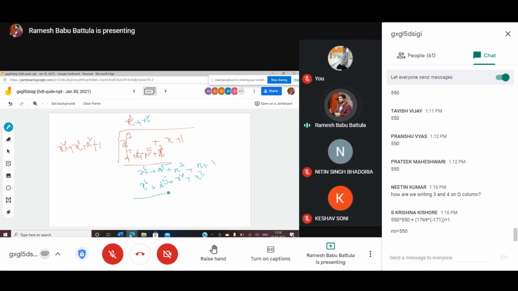Then you need to check here. These two are going to be cancelled, and the remaining values are x to the power 4 plus x to the power 3 plus x square plus x plus 1. Then how many times is it?